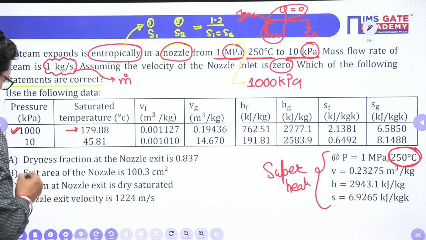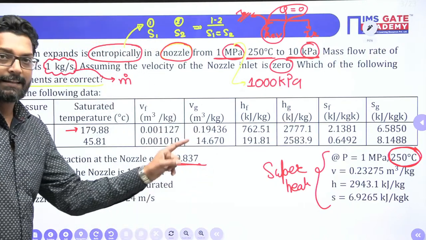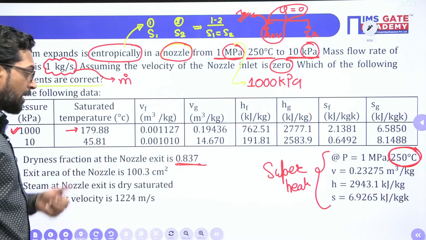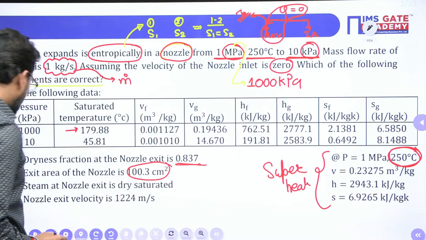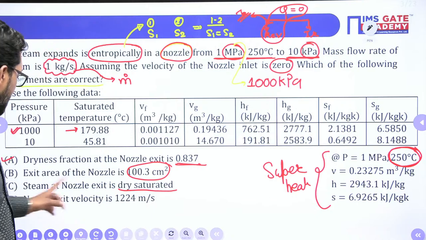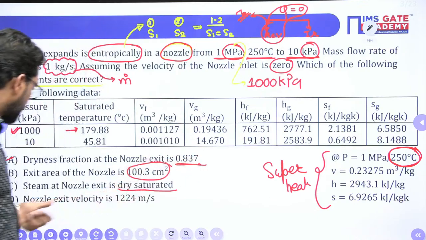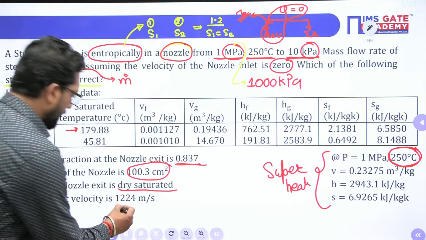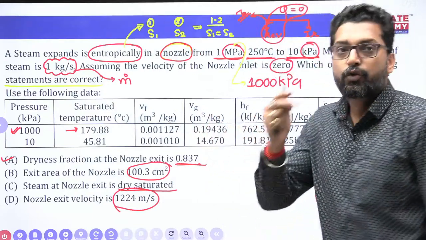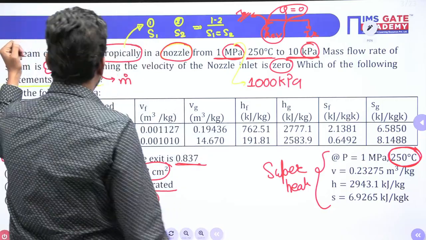So they are asking for the dryness fraction at the nozzle exit. Exit area of the nozzle, cross-section area of the nozzle, steam at the nozzle exit is dry saturated. That means whether the dryness fraction is 1 or not. Nozzle exit velocity is 1124, it is asked. So, my dear, I give you only 2 minutes, not more than 2 minutes. Just design the problem, beta.